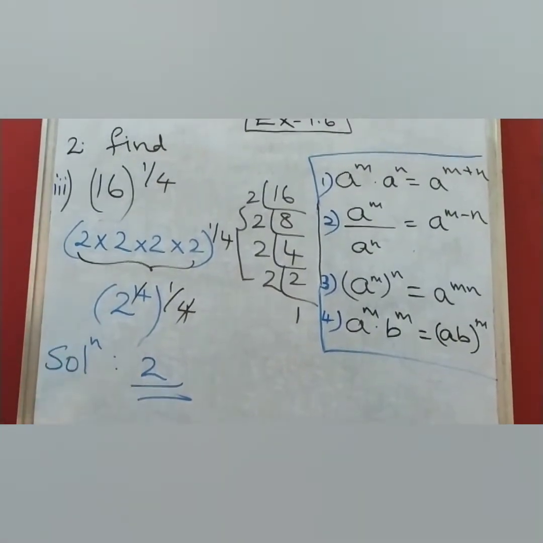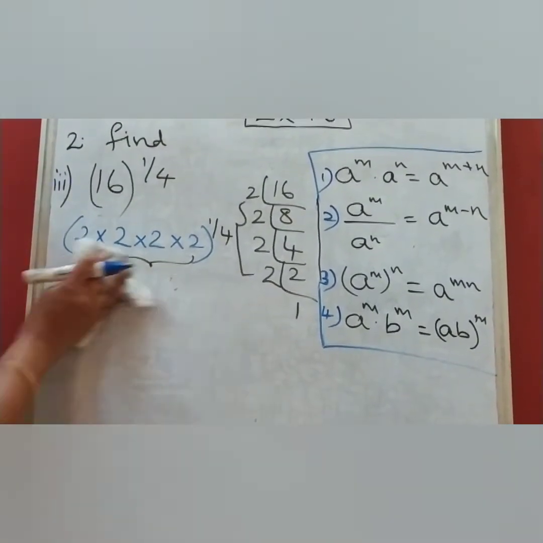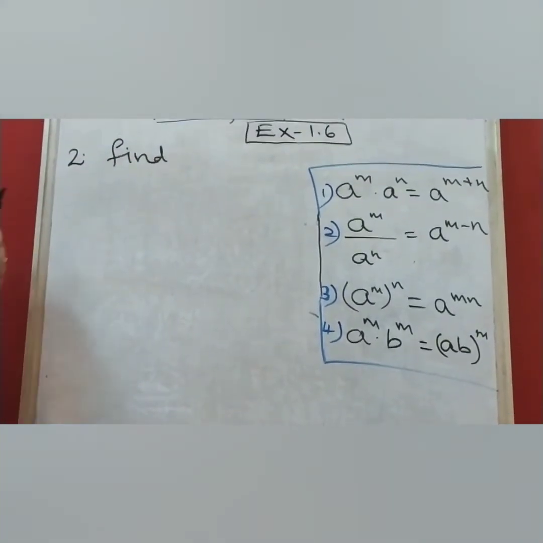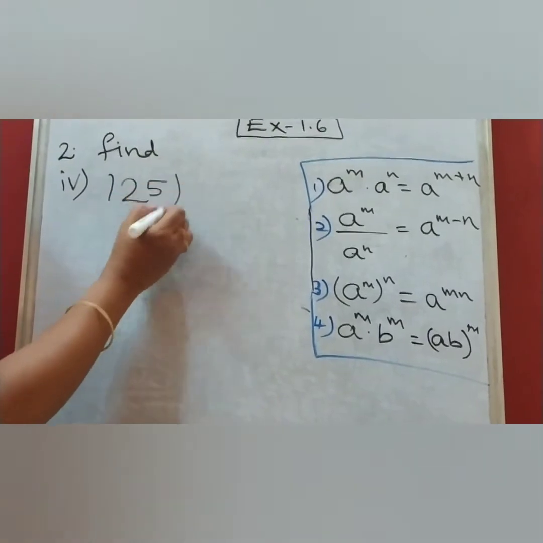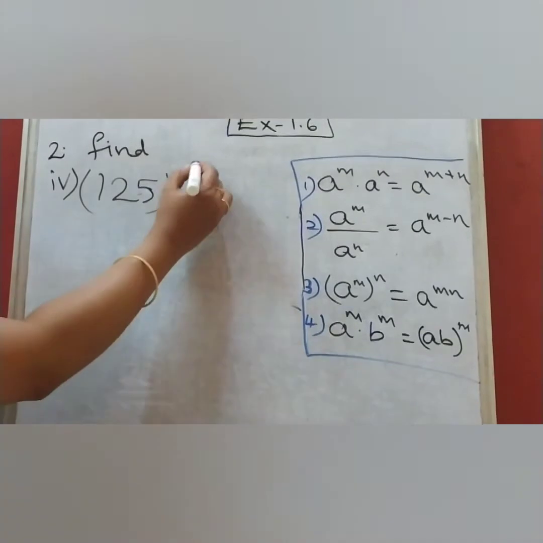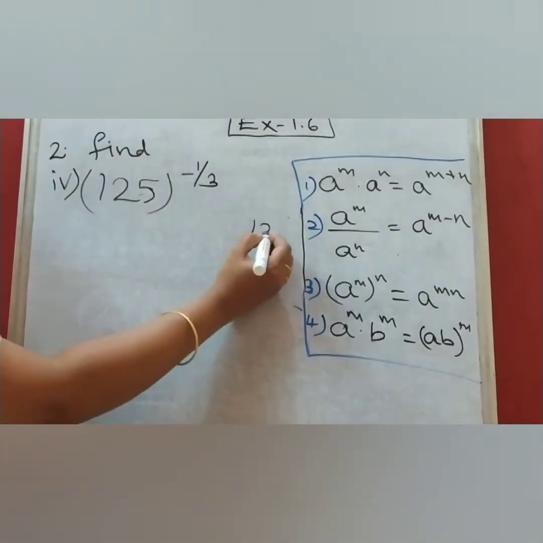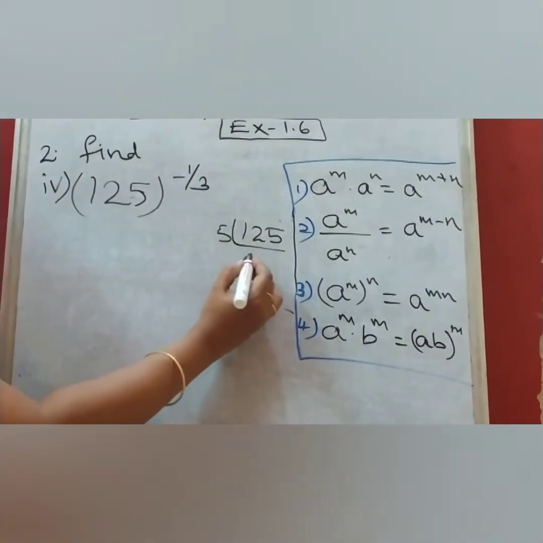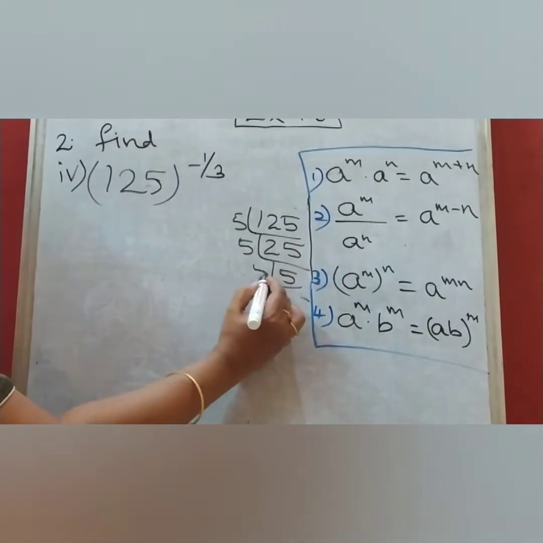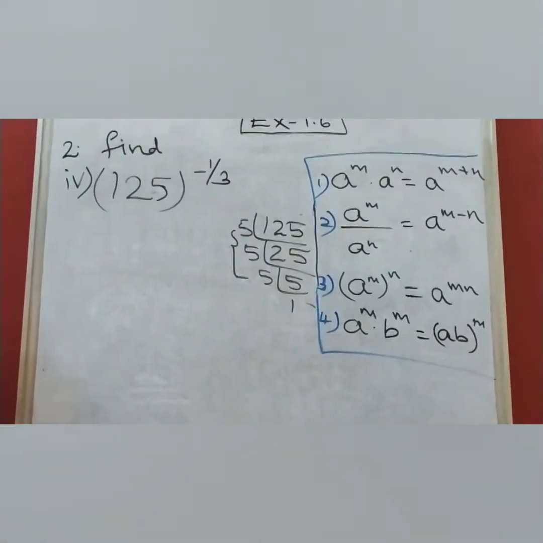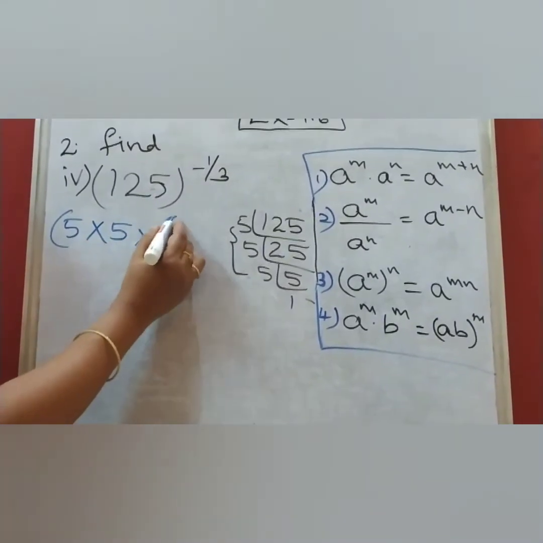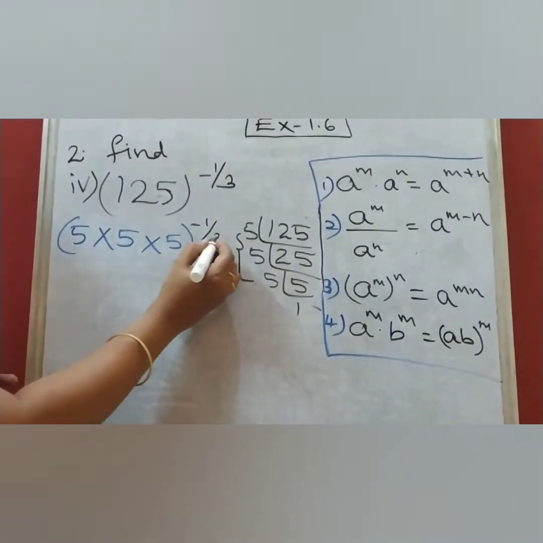Let's move on. Last problem says 125 to the power of minus 1 by 3. So 125, that time only we did LCM. Again we will do 5 2s are 10, 5 5s are 25, 5 5s are 25, 5 1s are 5. So how many times do we multiply 5? Thrice. So 125 is 5 into 5 into 5, to the power of minus 1 by 3.